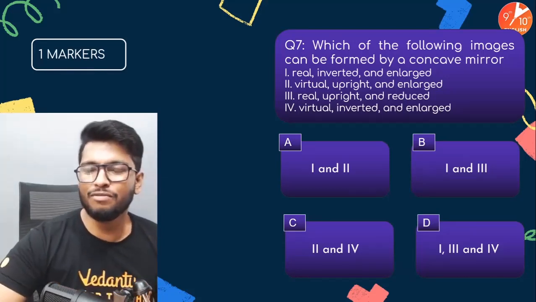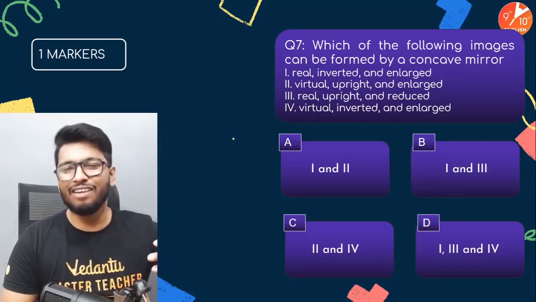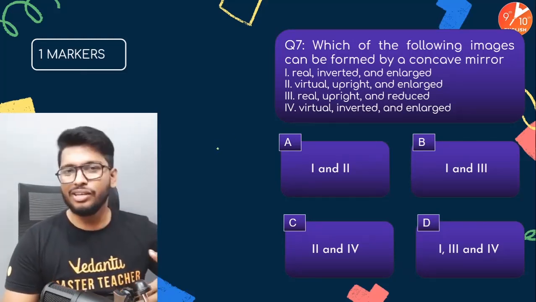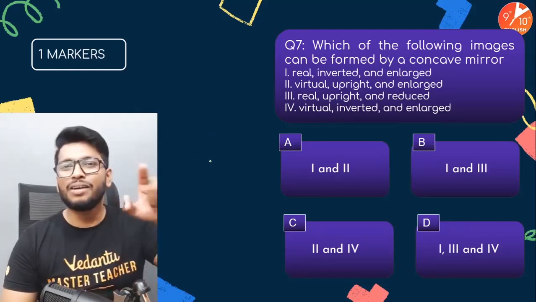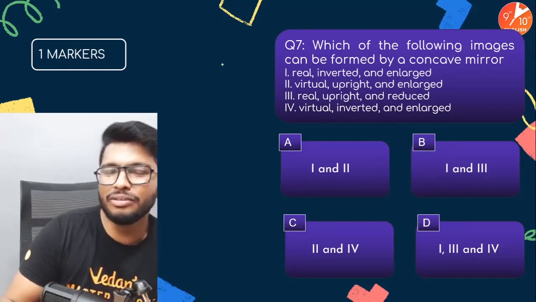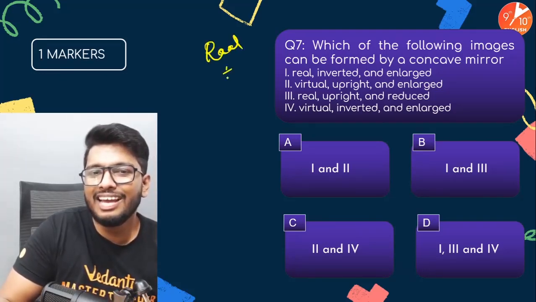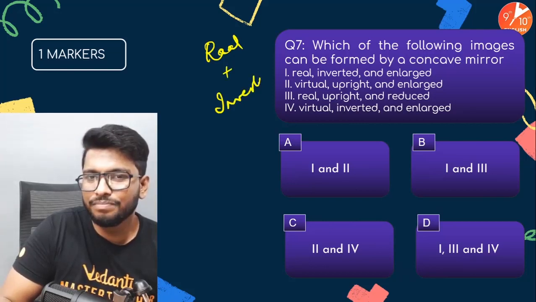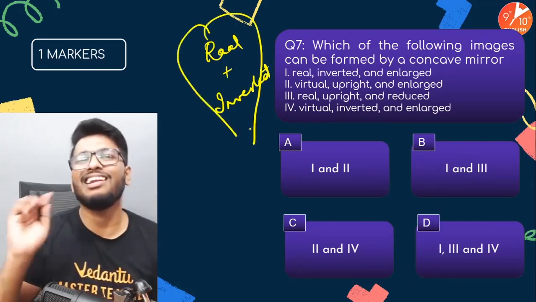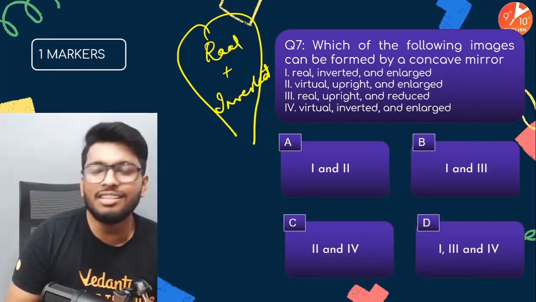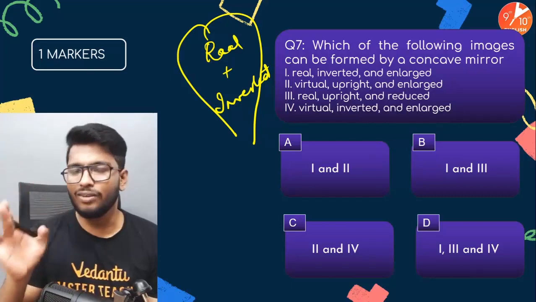Which of the following images can be formed by a concave mirror? Quite simple, because we know that a concave mirror can form real images and virtual images. It can be erect, it can be inverted, it can be diminished. But here's the thing, guys, like I told you before, if you remember the love story, real images are always inverted in nature. Virtual images are always erect in nature.